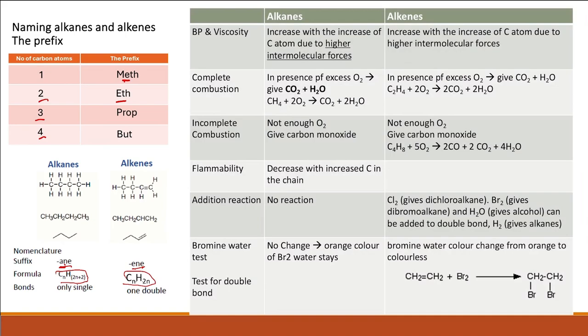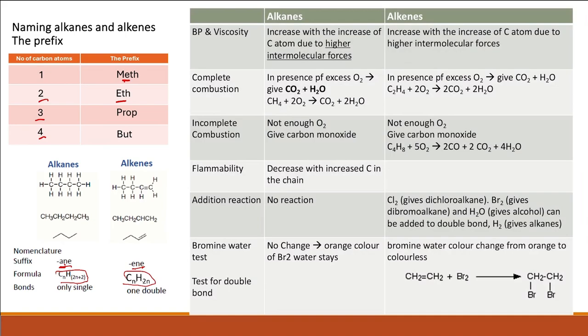So for their properties and chemical reactions, first of all, boiling points and viscosity. For both alkanes and alkenes, the increase in the number of carbon atoms in the chain will lead to an increase in the boiling point and also an increase in the viscosity. This is because of the increase in the intermolecular forces of attraction between the molecules. So we will need a higher temperature in order to break these bonds.